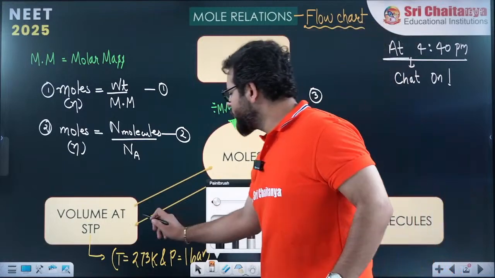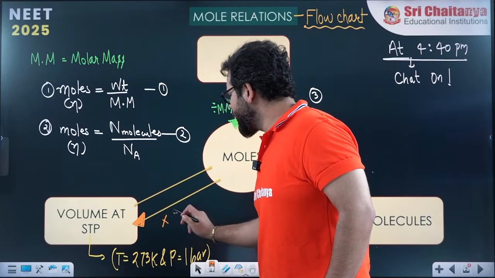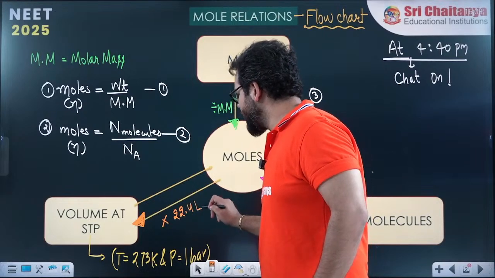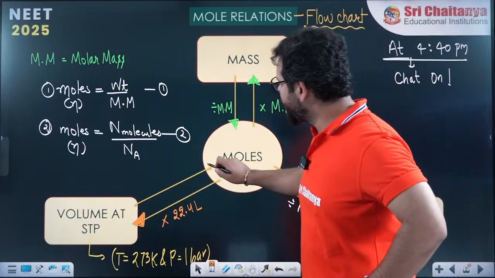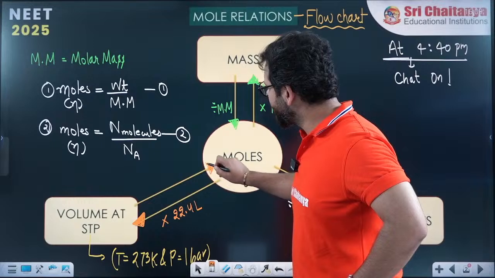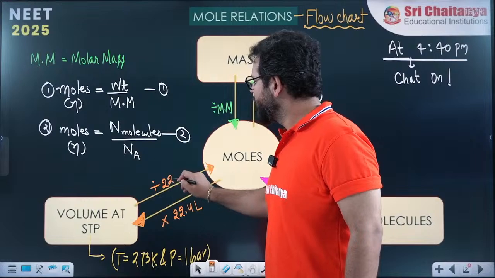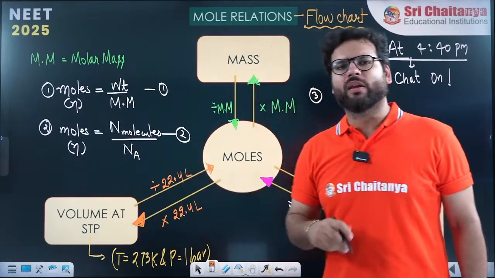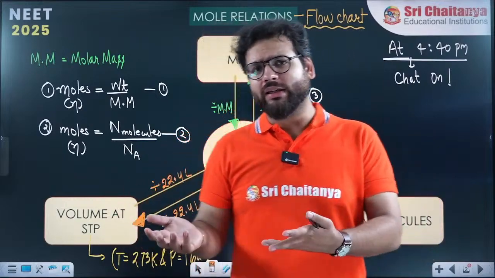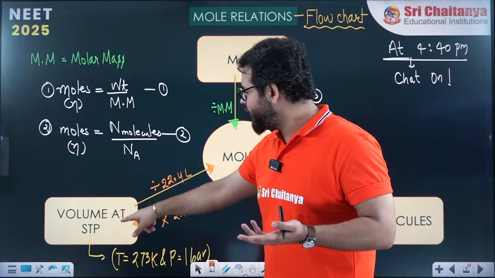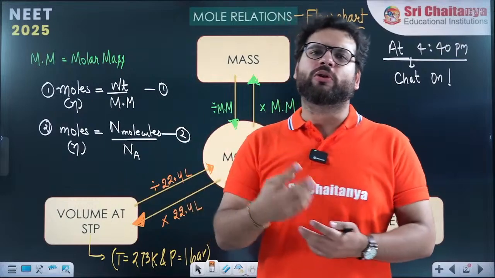So when moles are given and you want to go to volume, you will multiply with 22.4 liter. If volume is given, you will divide by 22.4 liter. Very simple, no? If I say 44.8 liter gas is given, how many moles are there? You will say, sir, 44.8 divided by 22.4, 2 moles are there. 1 mole occupies 22.4, 2 moles occupy 44.8.